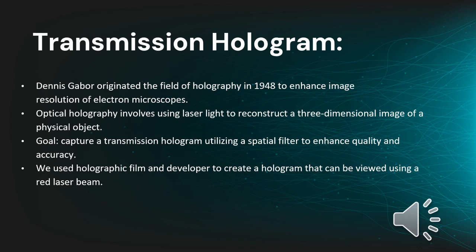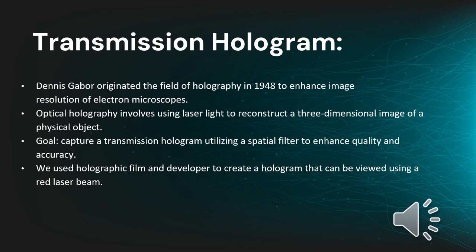The history of holography dates back to 1948, when Dennis Gabor invented it to enhance the image resolution of electron microscopes. Optical holography, which emerged in the 1960s, involves using laser light to reconstruct a three-dimensional image of a physical object. Transmission holograms require laser light of a specific wavelength, similar to the one used in the creation of the hologram. This experiment focused on capturing a transmission hologram.